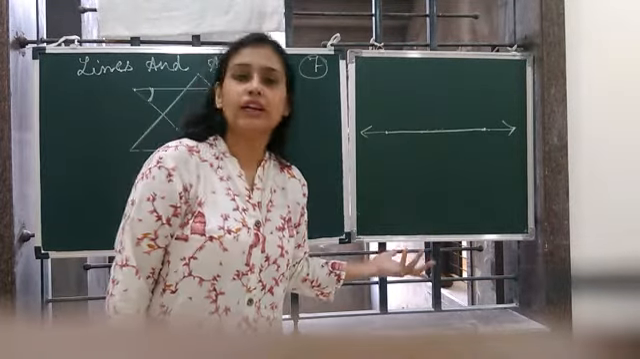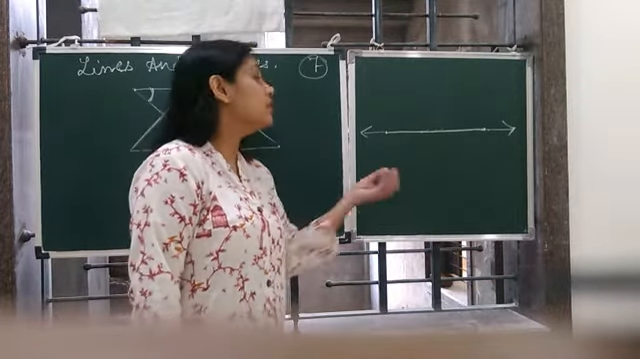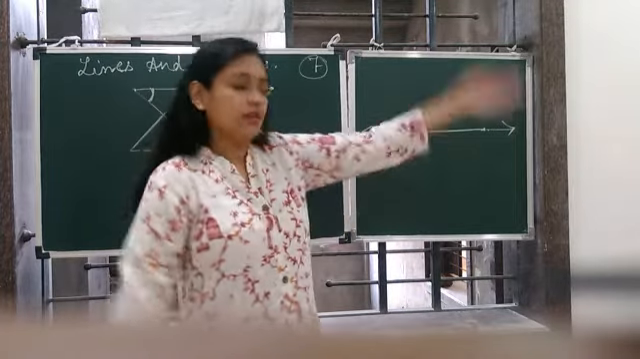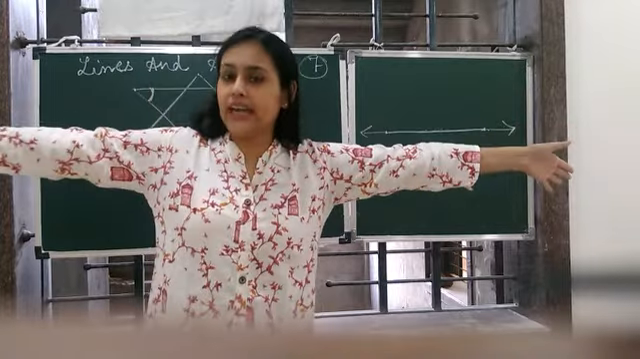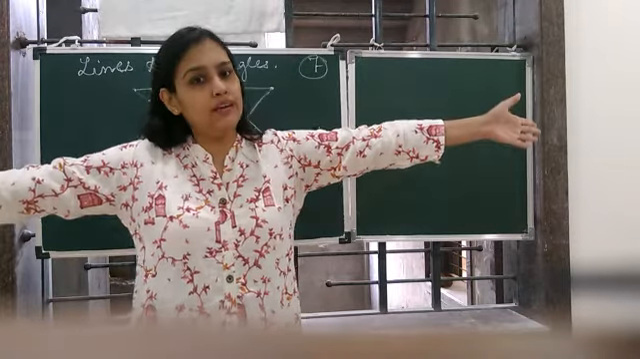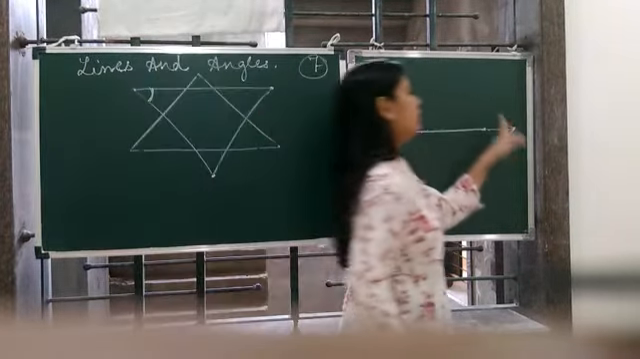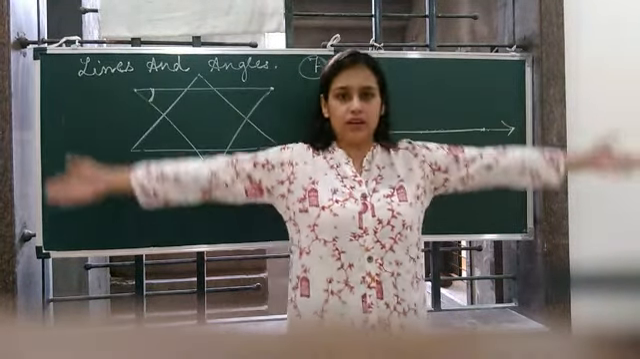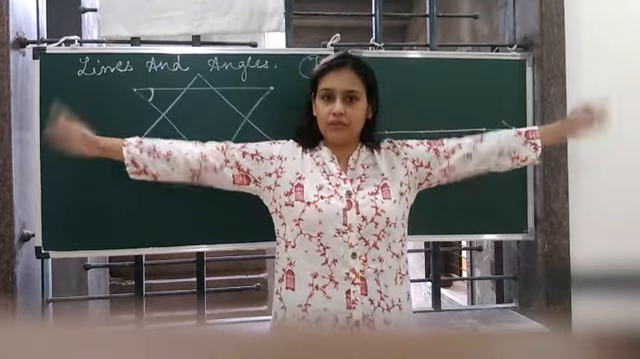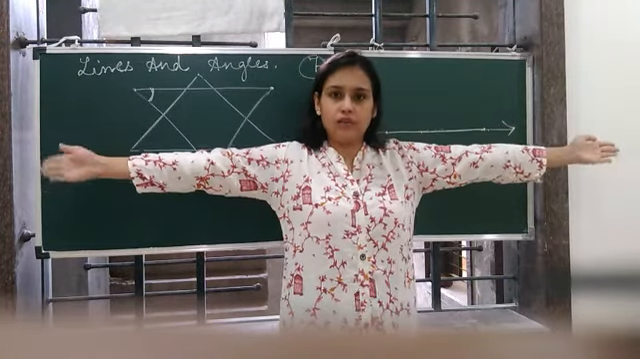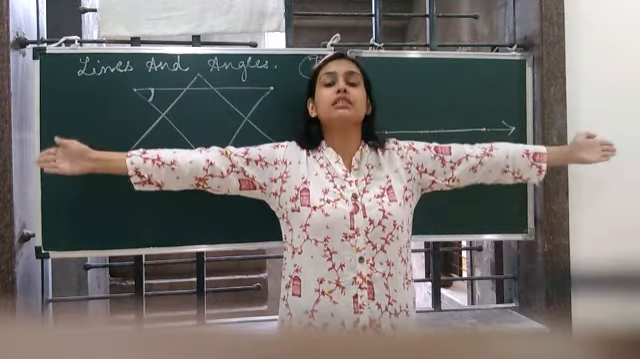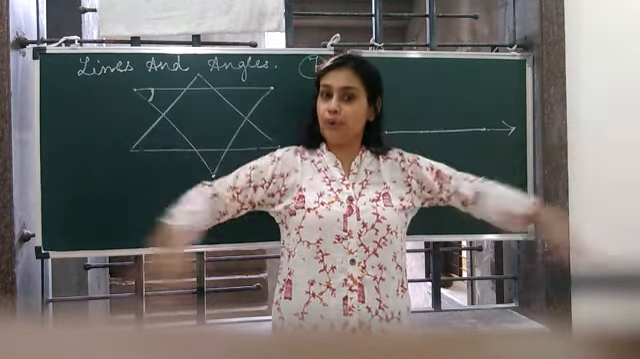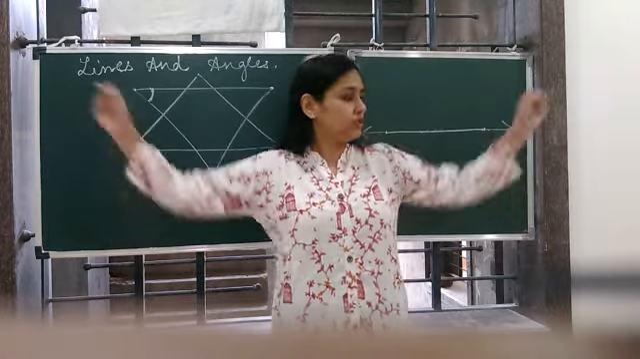Then it is known as a line, because it goes in both directions and doesn't have any starting point or ending point. That is why we show it with two arrows. How will you show it with your hands? Both sides open, your fingers showing the arrows. This is a line, extended in both directions. So this is a line segment.